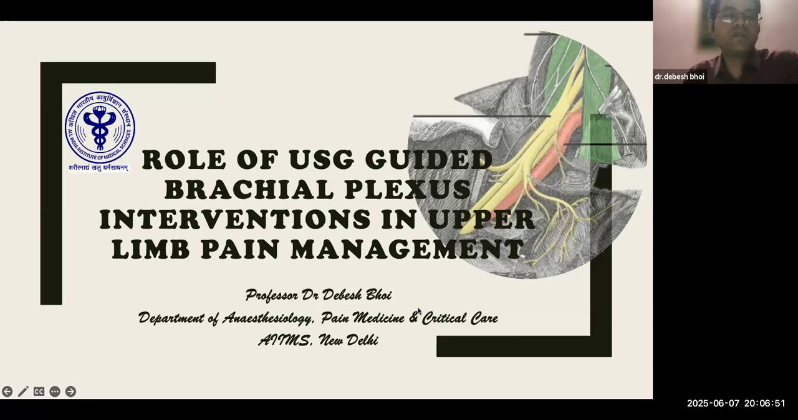If you look at the indications of pain management in the brachial plexus, most commonly it might be neuropathic pain or post-surgical pain. One of the most common is brachial plexopathy, or sometimes stump pain, phantom limb pain, or CRPS. These are cases where the patient has upper limb pain, and even though multimodal pain management is in place, brachial plexus interventions are still one component of the management.